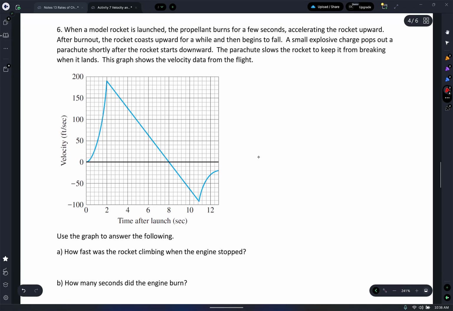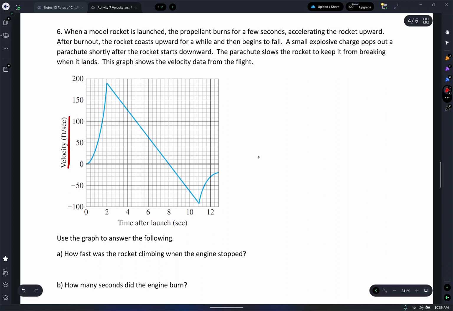Okay, if you can read this graph, you can read any graph. Do you know what's happening with this graph? This is a what graph? The velocity time graph. So can you tell me, let's find out right here. How fast was the rocket climbing when the engine stopped?